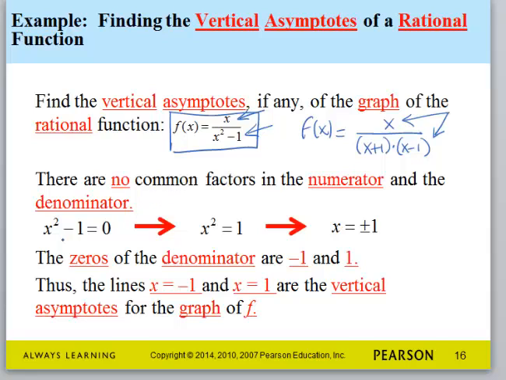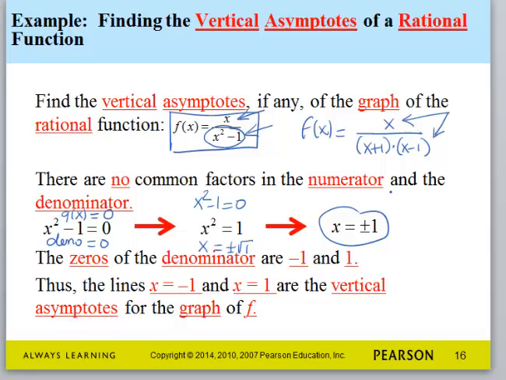What we need to do is take the denominator, what they call q of x, and set it equal to 0. They call it q of x if you want to refer to the previous slide. So set the denominator x squared minus 1 equal to 0. So what you can do is add a 1 to both sides and then take the square root of both sides, and you get two values of x equal to plus 1 and negative 1.